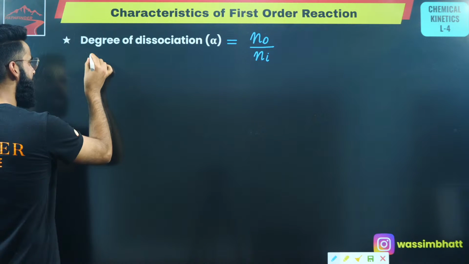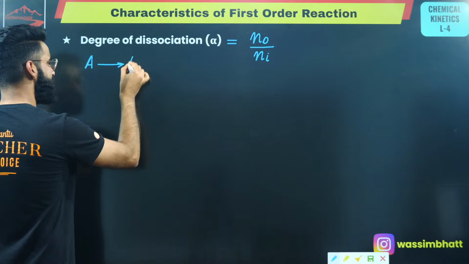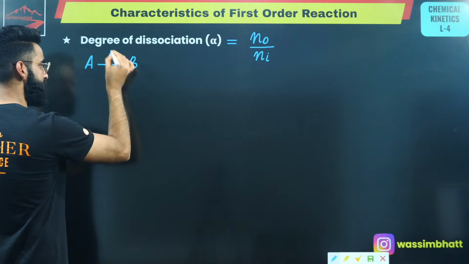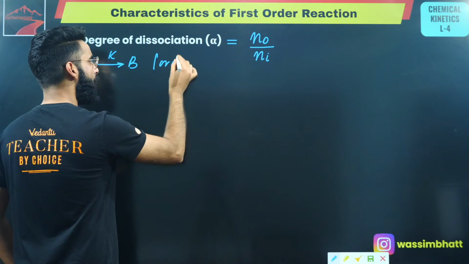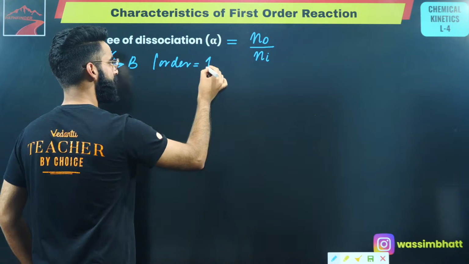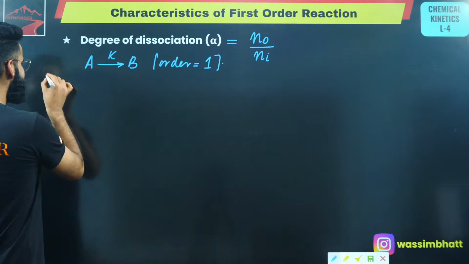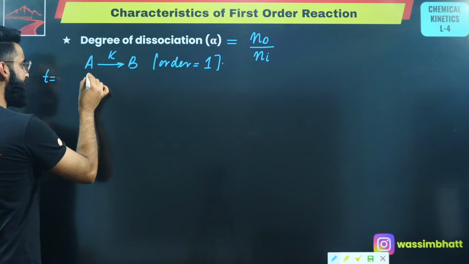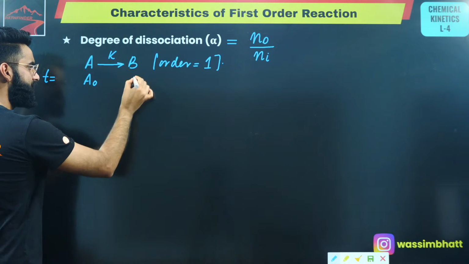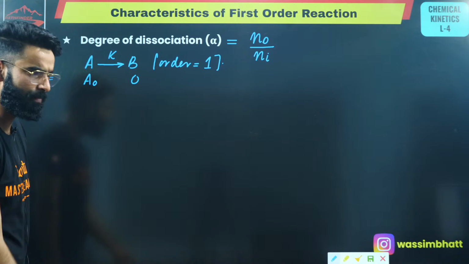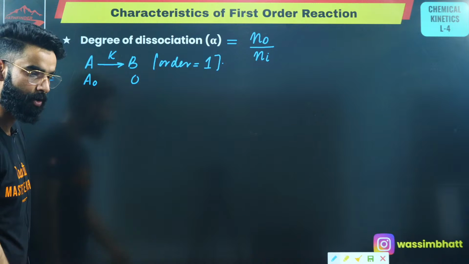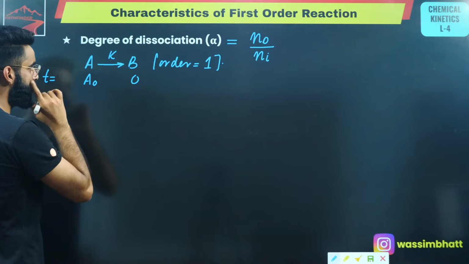Let's assume I've got a reaction A gives B. It's a balanced chemical equation whose rate constant is k, and I'm assuming the order of the reaction is 1. So this is a first order reaction. Let's assume at time t equal to 0, the initial concentration of reactant is A0, and the initial concentration of product will be 0 because the reaction has not started yet.